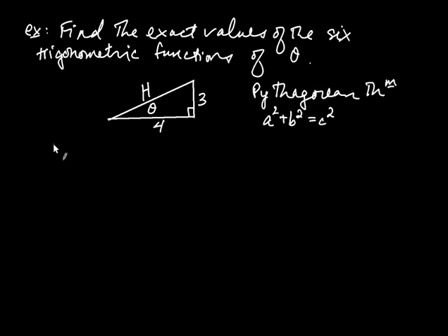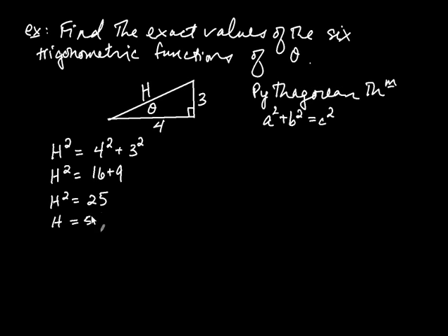So h squared is equal to the square of one of the legs, so 4 squared, plus the square of the other leg, 3 squared. So h squared is equal to 16 plus 9. So h squared is 25, and h therefore would be positive 5, because the length is positive, right? That's the length of the hypotenuse.